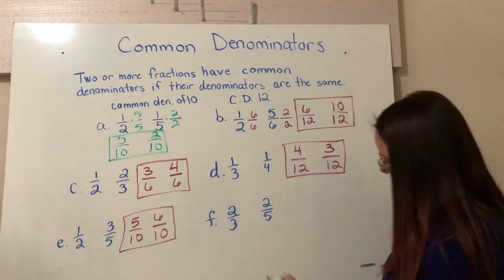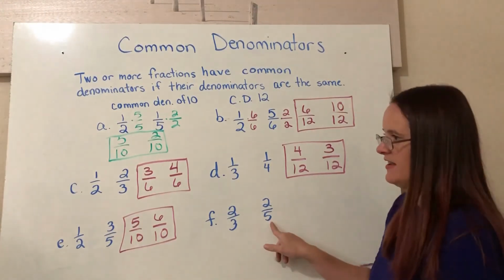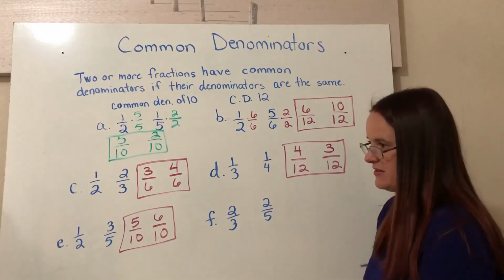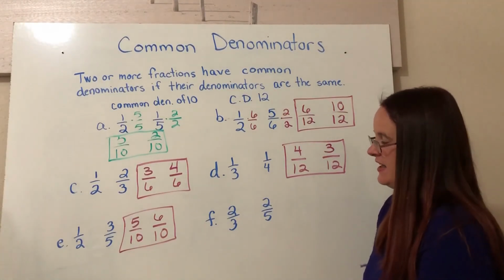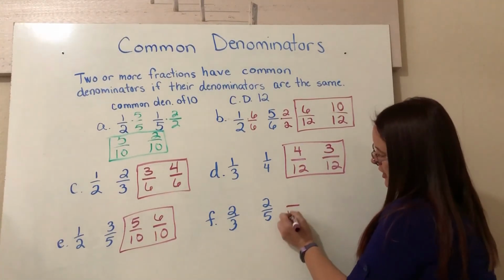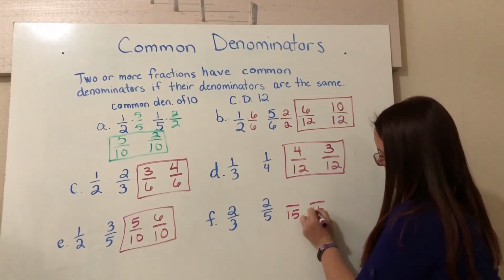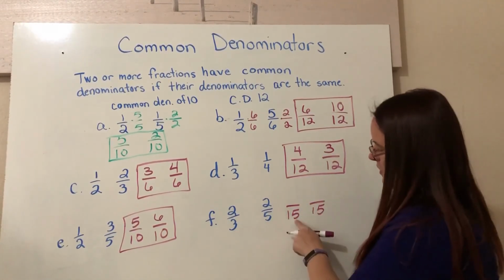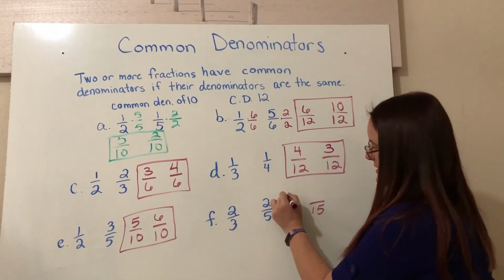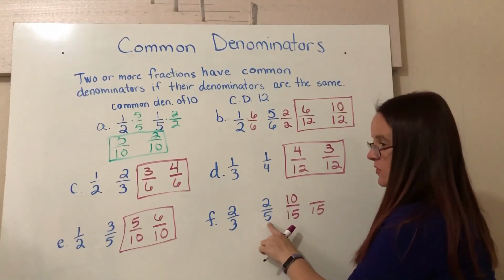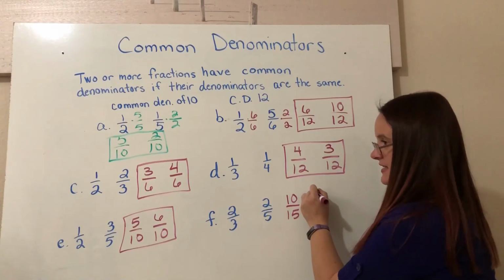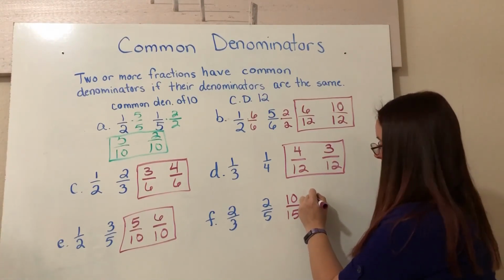And finally, 2/3 and 2/5. Can I multiply 3 times anything to get 5? No. 10. Can I multiply 3 times anything to get 10? No. 15. Yes, you can multiply it by 5. I can multiply it by 5. So our common denominator here will be 15. 3 times what gives me 15? 5. So 5 times 2 is 10. 5 times what gives me 15? 3. So 2 times 3 is 6.